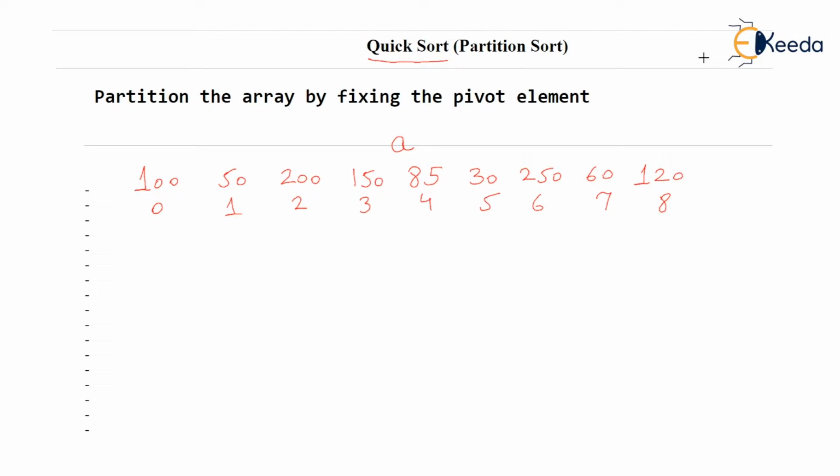Now quicksort uses a strategy called divide and conquer. Let's see what the strategy is and why it is called partition sort. We are given one array A of 9 elements, indexed 0 to 8, and the ultimate goal is to sort this array in increasing order.